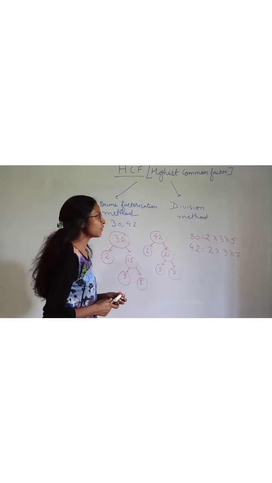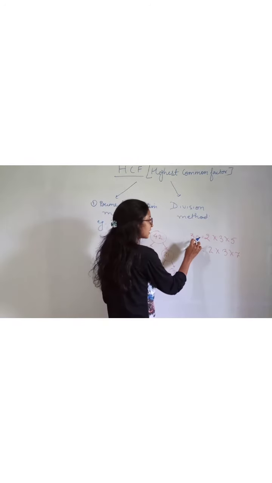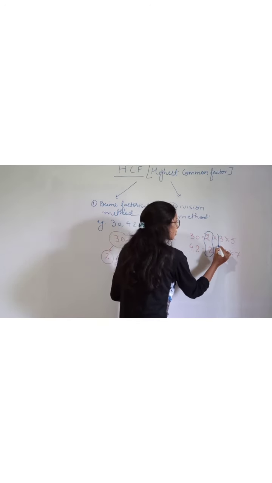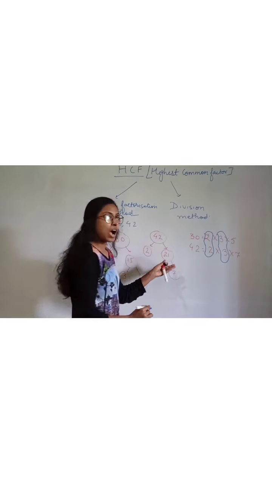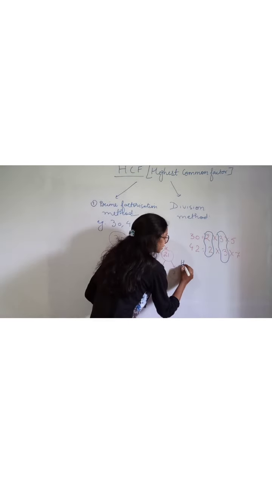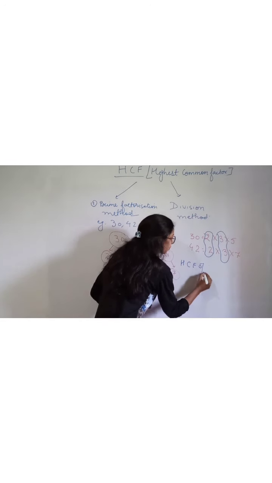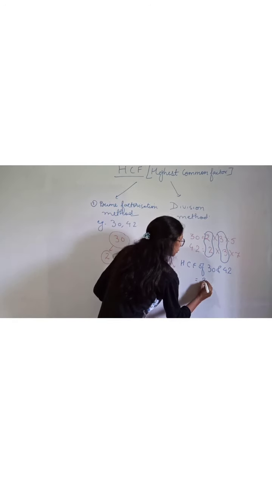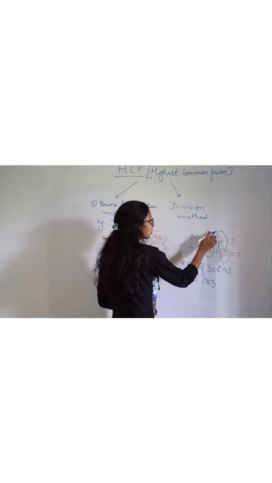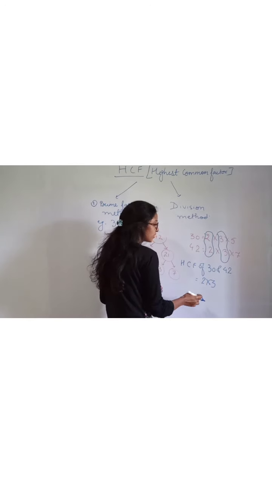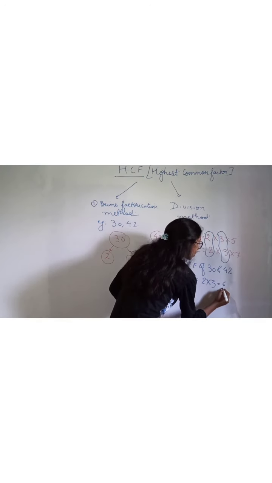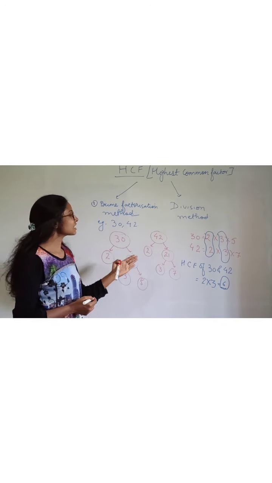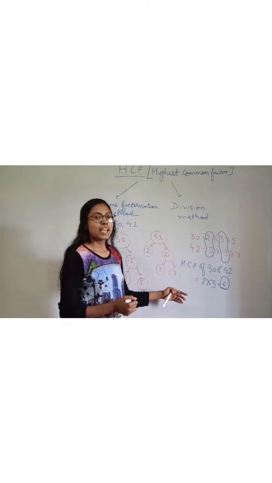Now first you have to see the common factors in 30 and 42. Here you can see 2 is the common factor and 3 is the common factor. Now how will we find out the HCF? We will write here: HCF of 30 and 42 is equal to 2 into 3. Why? Because 2 is common here, 3 is also common here. So 2 into 3, that is 6. So 6 is the highest common factor. This is the method through which you can find out the HCF.